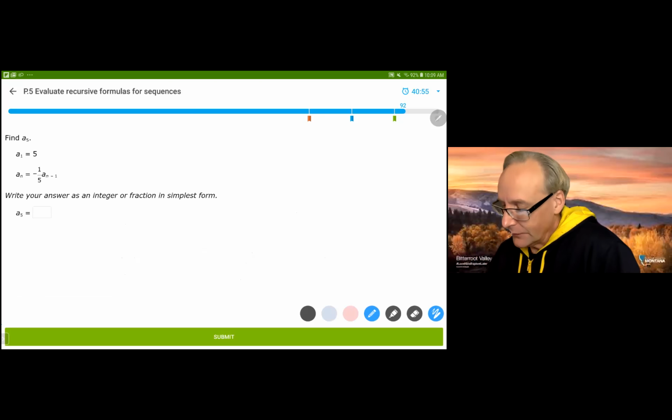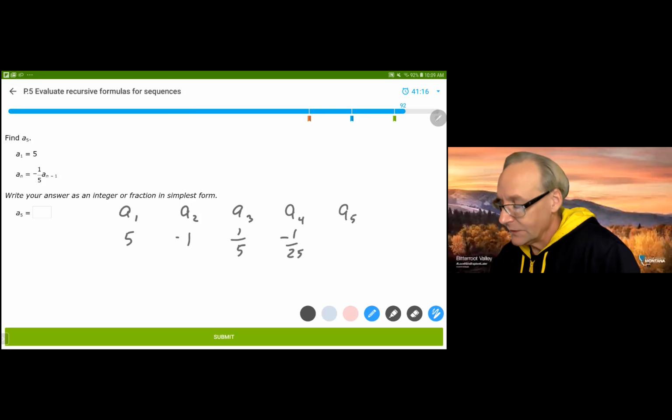All right, so we start with 5. A1 is 5, and we're going to multiply by negative 1/5. A2, then, if we multiply by negative 1/5, we get negative 1. And then we get positive 1/5. And A4, then we get negative 1 over 25. And then A5, I'm just multiplying by negative 1 over 5, okay, guys? That's all I'm doing. And A5 is going to be 1 over 125.